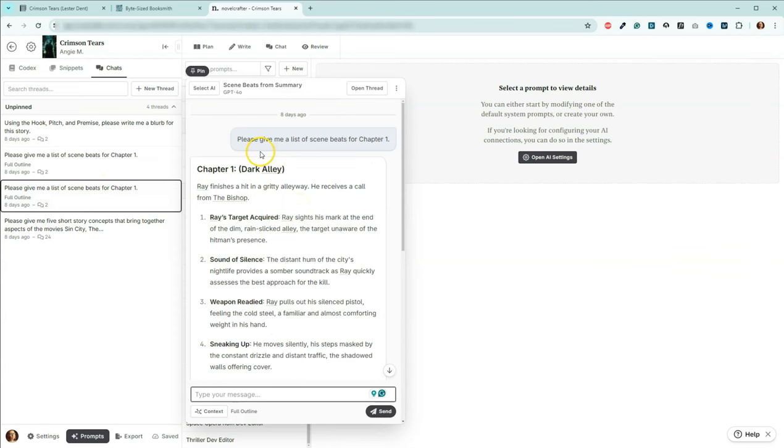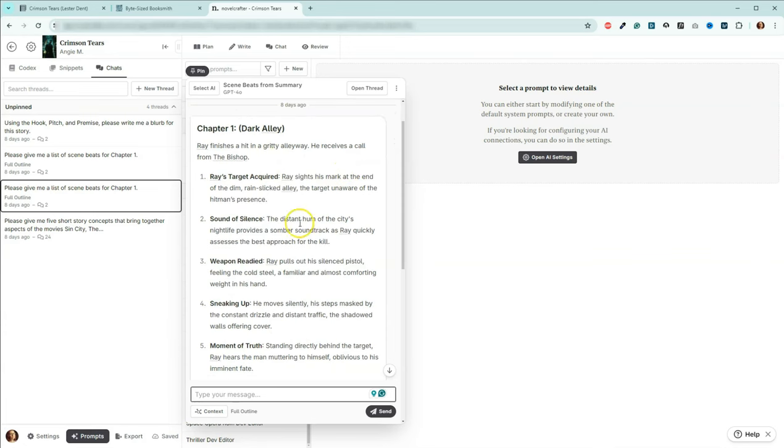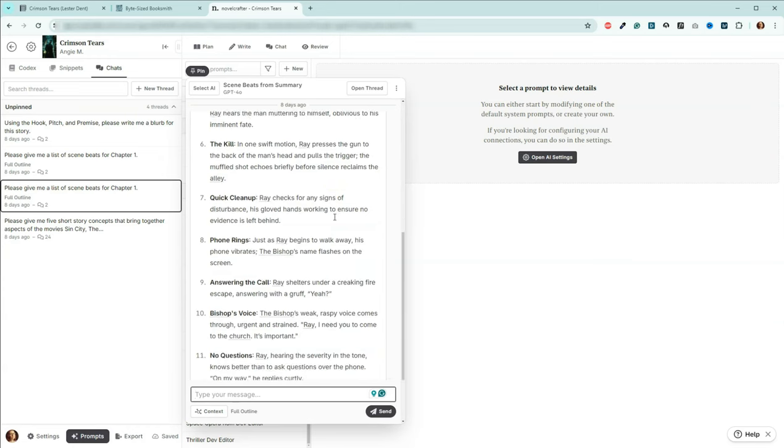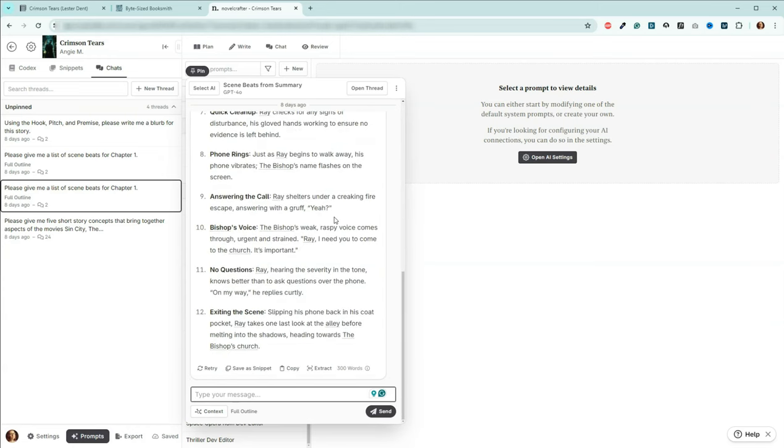All I did was I said, please give me a list of scene beats for chapter one. And the context down here is the full outline. And it just tells you he is doing a hit and he receives a phone call from the bishop. And so these are super short beats. So I was like, can we do better? The answer is yes, we can.